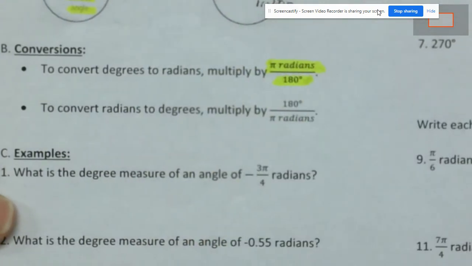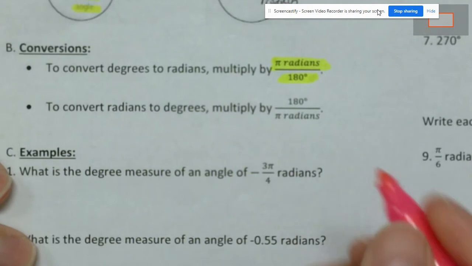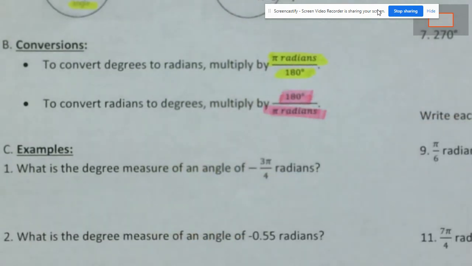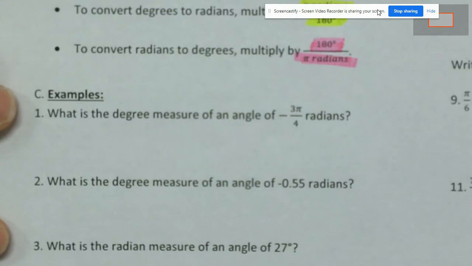If you are converting the other way, from radians to degrees, so that means they give you the radians, then you're going to multiply by 180 over pi radians. Okay, so that's our difference. So let's see down here in these examples how we would do this.